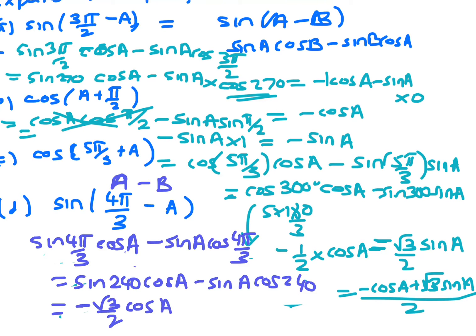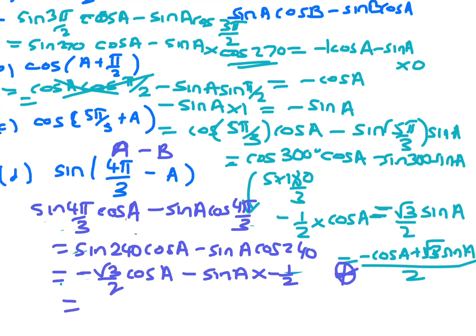If you put it in your calculator, you get minus 0.75. Pick up the negative because it's in that quadrant, the third quadrant, where sine and cos are negative. And then square it, and then mentally square root it. So this will be sine A times minus a half, because cos 240 is minus a half. So it's minus root 3 cos A plus sine A all over 2.